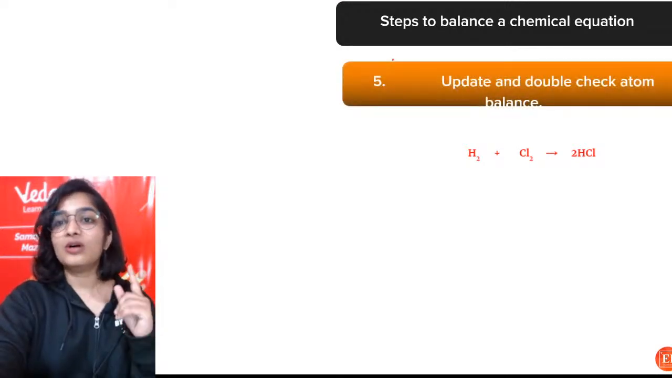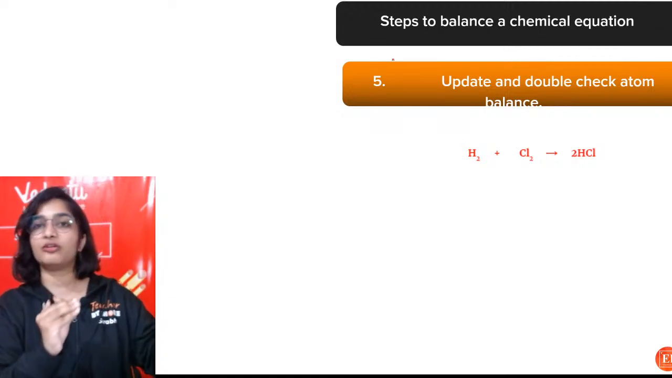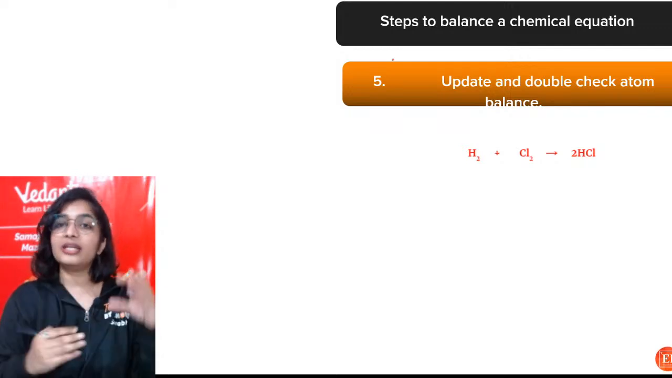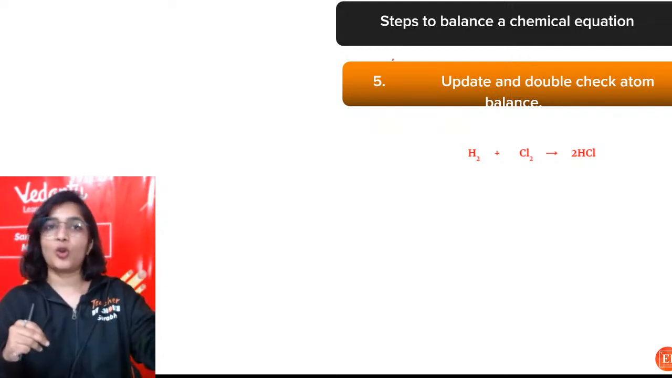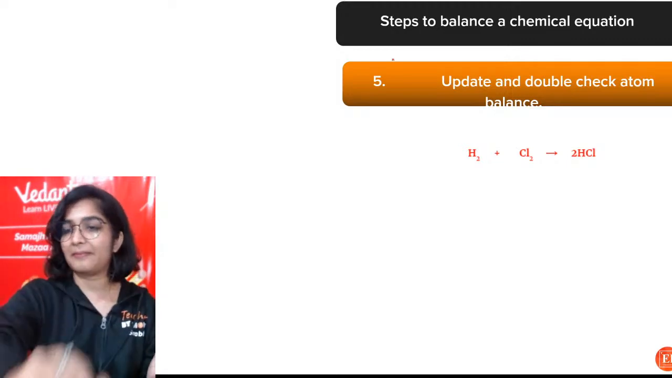Okay. So update and double check the atom balance. That is, you have to count the number of atoms. After balancing, after adding the coefficients, just double check it. Make sure that the number of a particular element's atoms on the LHS and RHS are the same.